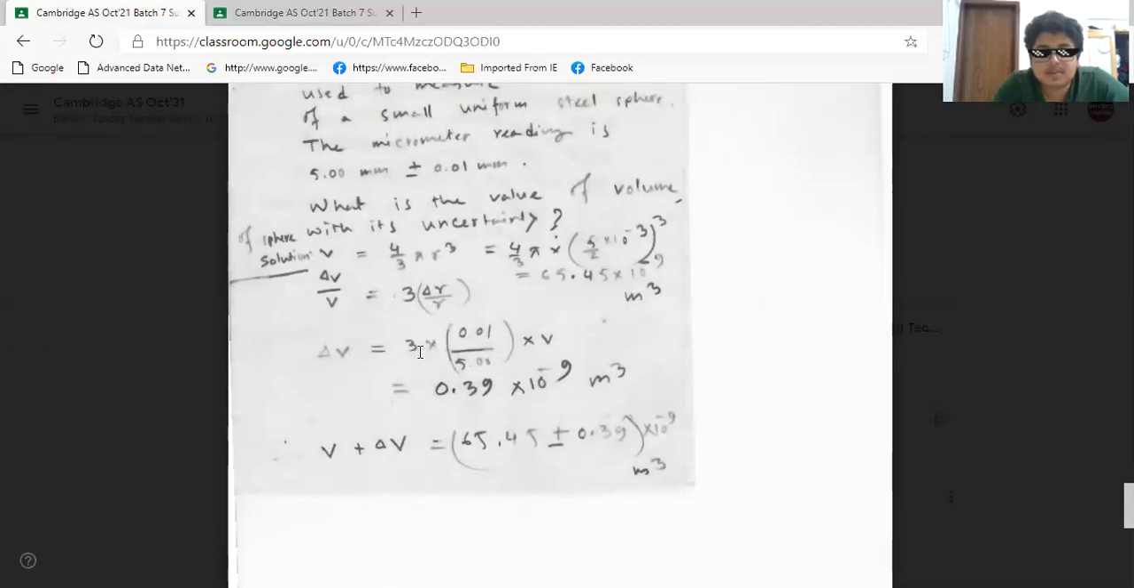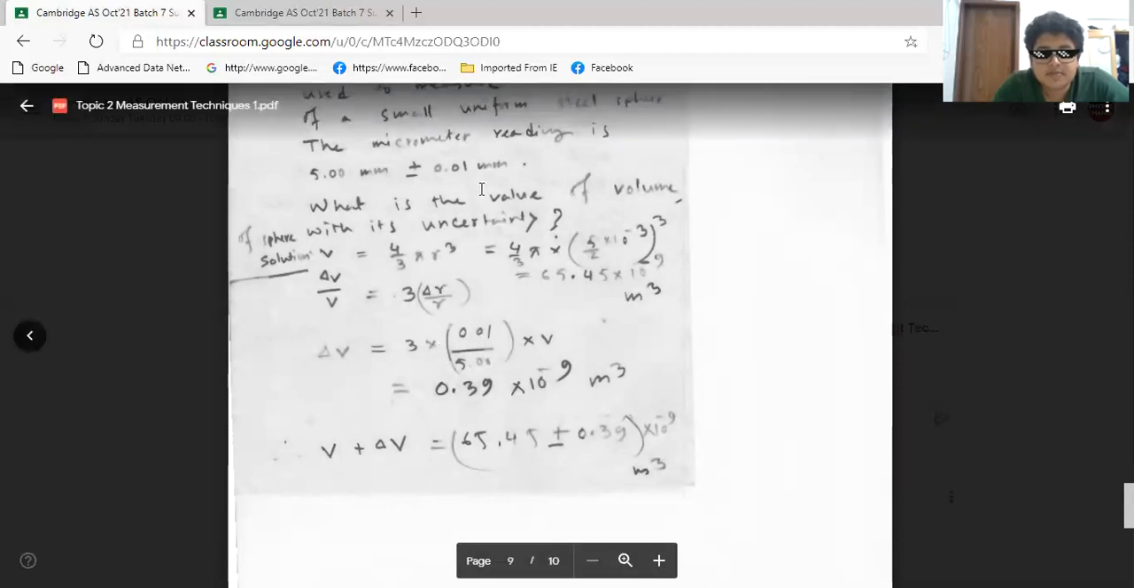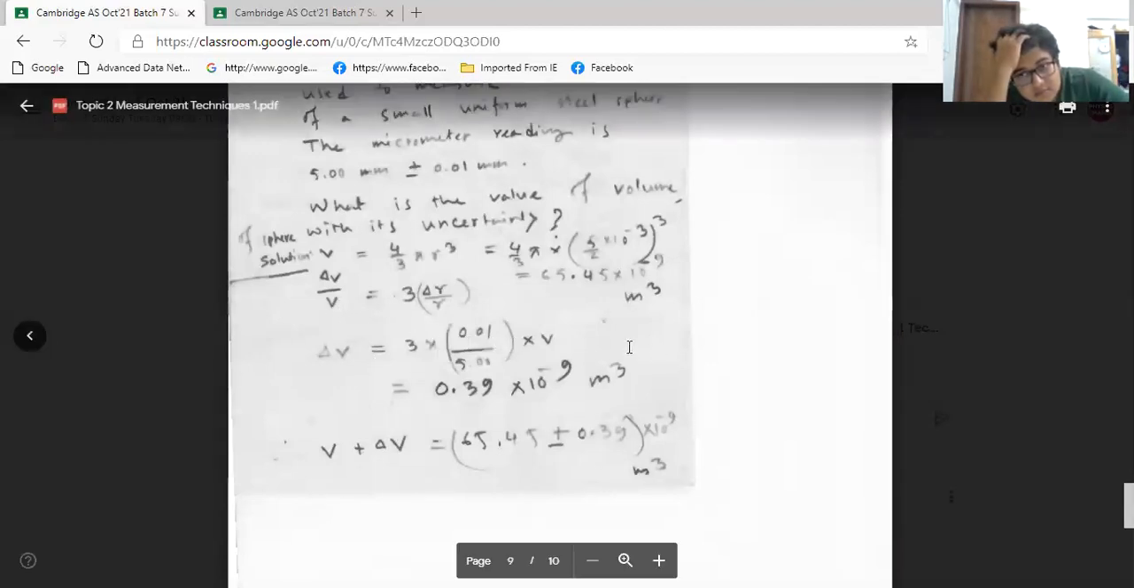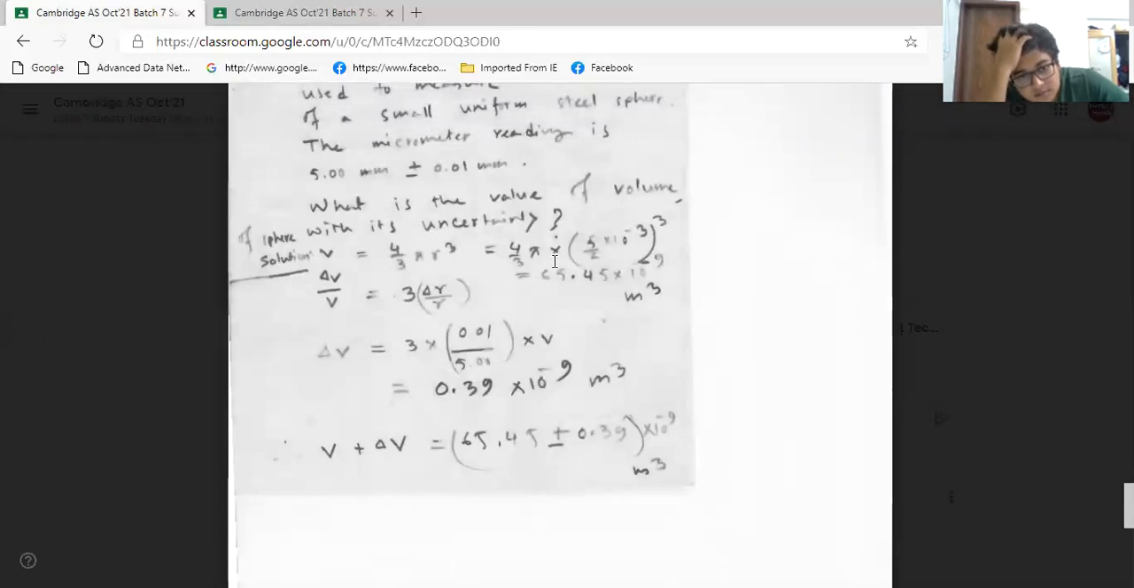Look here, we have 3 multiplied by 0.01 by 5. From where did we get this? From the given value, 5 and 0.01. 0.01 is our absolute uncertainty, then divided by the measured value, 5 millimeter. So this V is multiplied with this value. V was 65.45 into 10 to the minus 9. If you multiply the value of V here, it comes to 0.39 into 10 to the minus 9 meter cube.